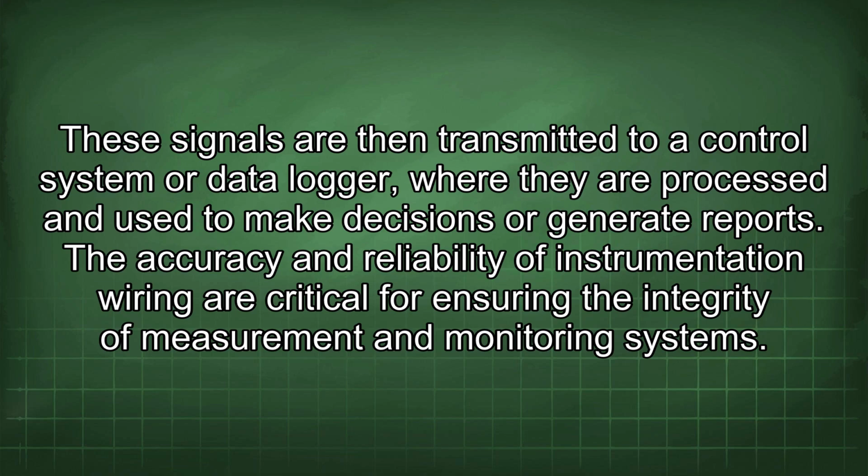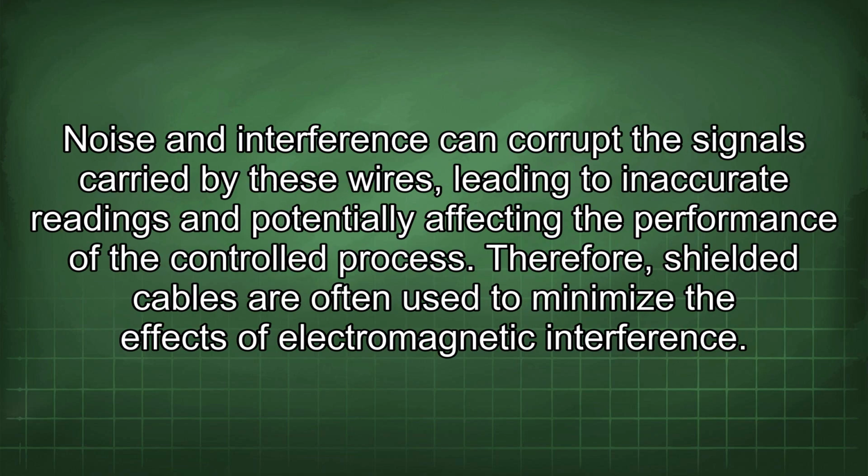decisions or generate reports. The accuracy and reliability of instrumentation wiring are critical for ensuring the integrity of measurement and monitoring systems. Noise and interference can corrupt the signals carried by these wires, leading to inaccurate readings and potentially affecting the performance of the control process. Therefore, shielded cables are often used to minimize the effects of electromagnetic interference.